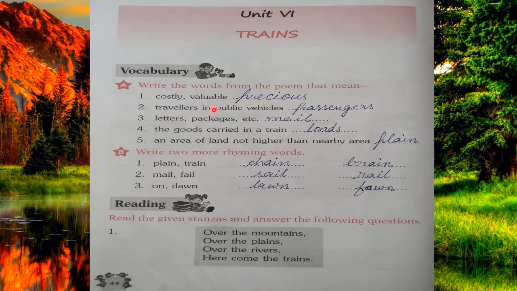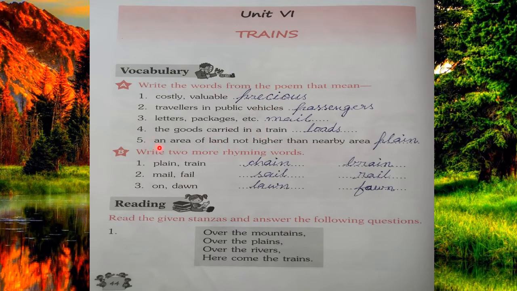Next is travelers in public vehicles. It is the meaning of passengers. Passengers means travelers in public vehicles. Next is letters, packages, etc. They are the meaning of mail. Mail means letters, packages, etc. Next is the goods carried in a train. It is the meaning of loads. Loads means the goods carried in a train.